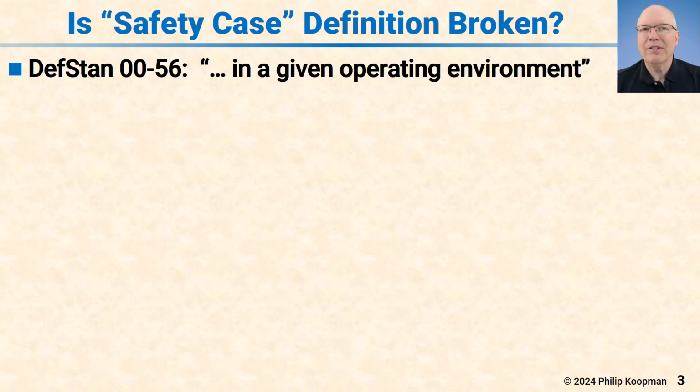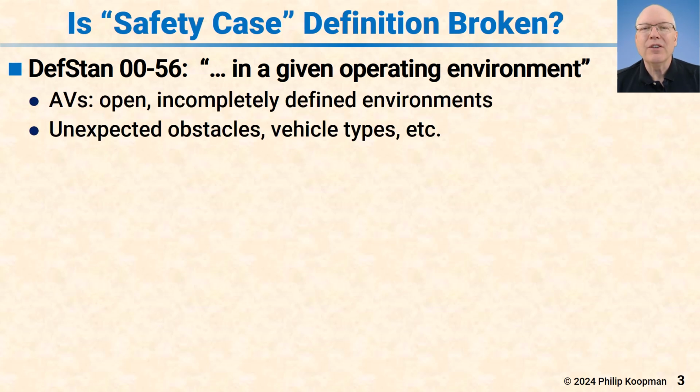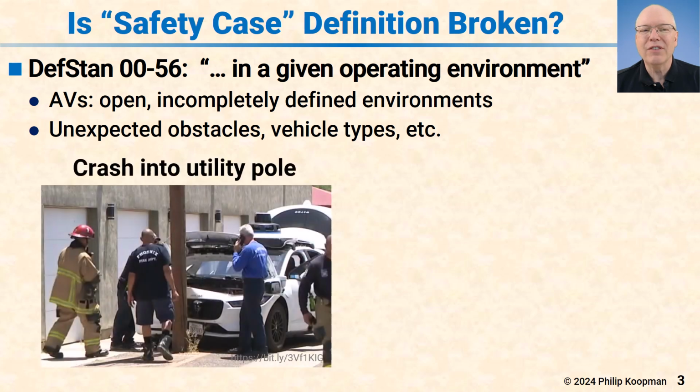But what if the pilot's a robot? Can we say that we are going to exclude that from the safety case? I don't think so. The computer has to actually enforce the limitations. So the issue we have here is that autonomous vehicles operate in open, incompletely defined environments. And we're going to have unexpected obstacles, unexpected vehicle types, unexpected situations, and so on. So excluding that from the definition of safety doesn't really make sense because they have to self-enforce.